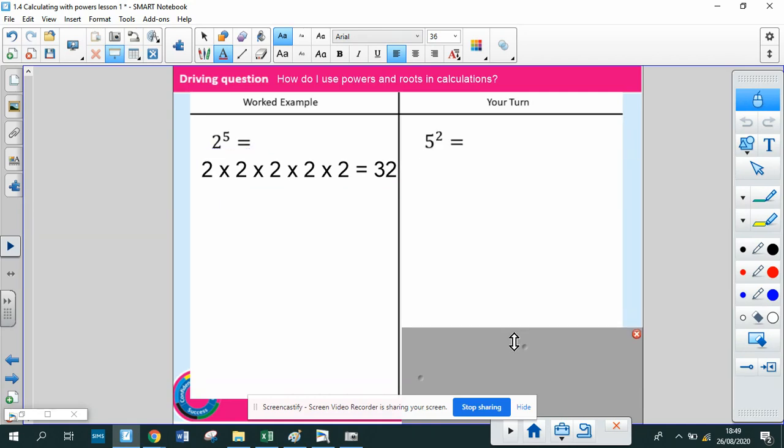You have a go at this one, 5 squared. Five to the power of 2, 5 multiplied by 5. The answer is 25.